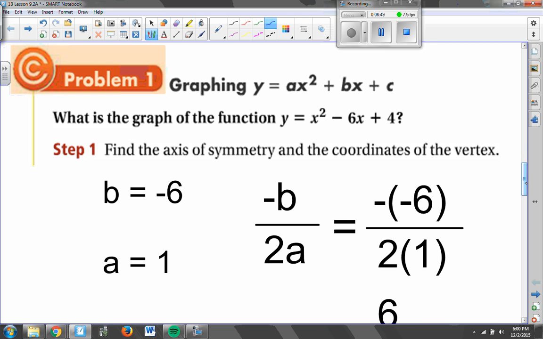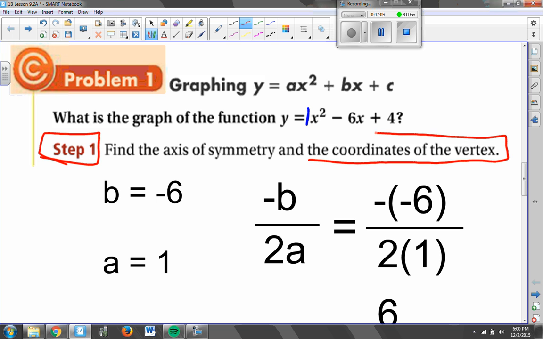We're going to look at it in the context of this example. Y equals 1x squared minus 6x plus 4. Okay? Step 1. Find the axis of symmetry and the coordinates of the vertex. That's the important part. Find the coordinates of the vertex.